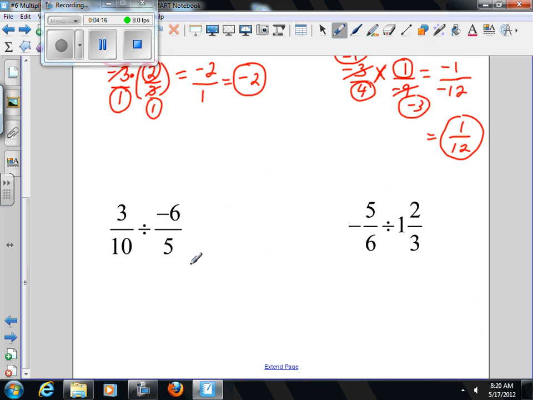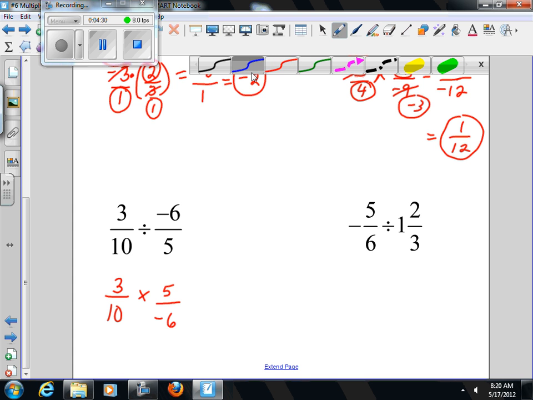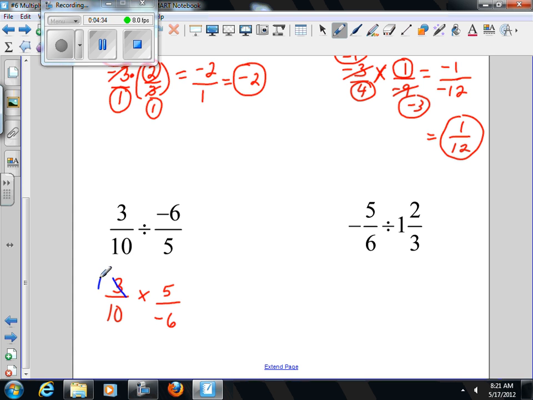Let's move on. We have 3/10 divided by negative 6/5. So we're changing our division to multiplication and take the reciprocal of the second fraction. Let's see if we can cancel. Well, 3 and negative 6 we can divide by 3. 3 goes into 3 once. It goes into negative 6 negative 2 times. 5 and 10 we'll divide by 5. 5 goes into 5 once. 5 goes into 10 twice.